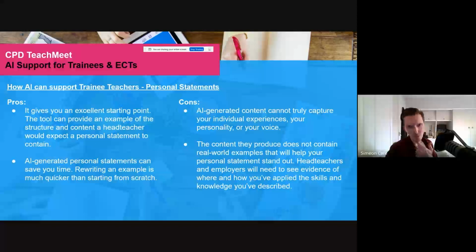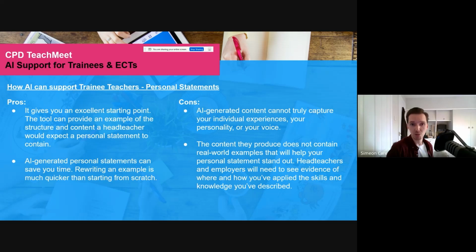So after I saw that, I thought, well, would I recommend someone using AI to write a personal statement? And the answer I came to was no, because the key word is it's a personal statement. It's really personal to you. It's supposed to give your future employer an idea of who you are. But I did think it could give you an excellent starting point.